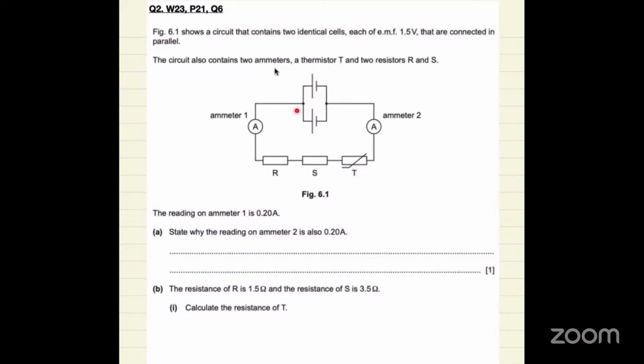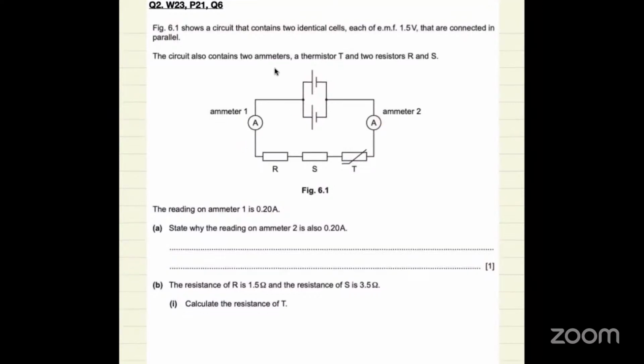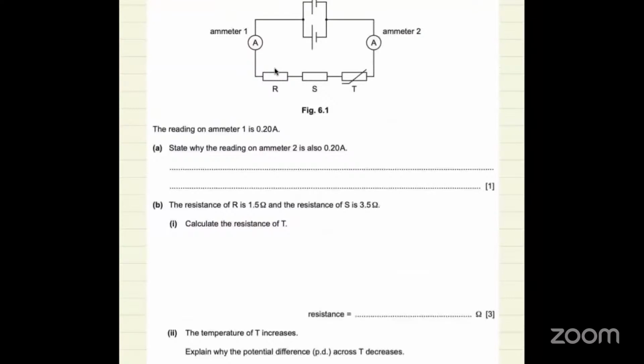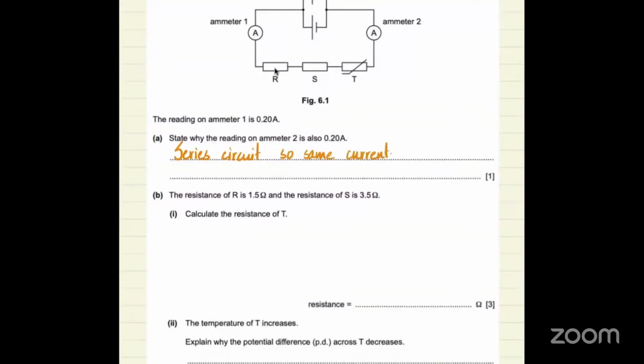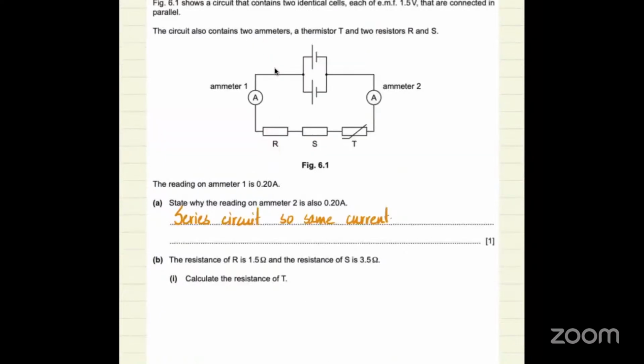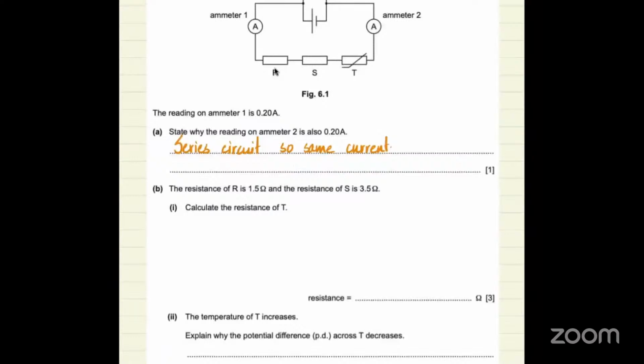बहुत ही आसान है because this is a series circuit. तो दोनों के थ्रू एक ही करंट जा रहा है. So series circuit, so same current. Resistance of R is 1.5 ohms. ठीक है, इसका रेजिस्टेंस पता है, आपको करंट पता है, तो इसका मतलब आप इसके अक्रॉस वोल्टेज भी निकाल सकते हैं. Resistance of S is 3.5 ohms. Calculate the resistance of T.